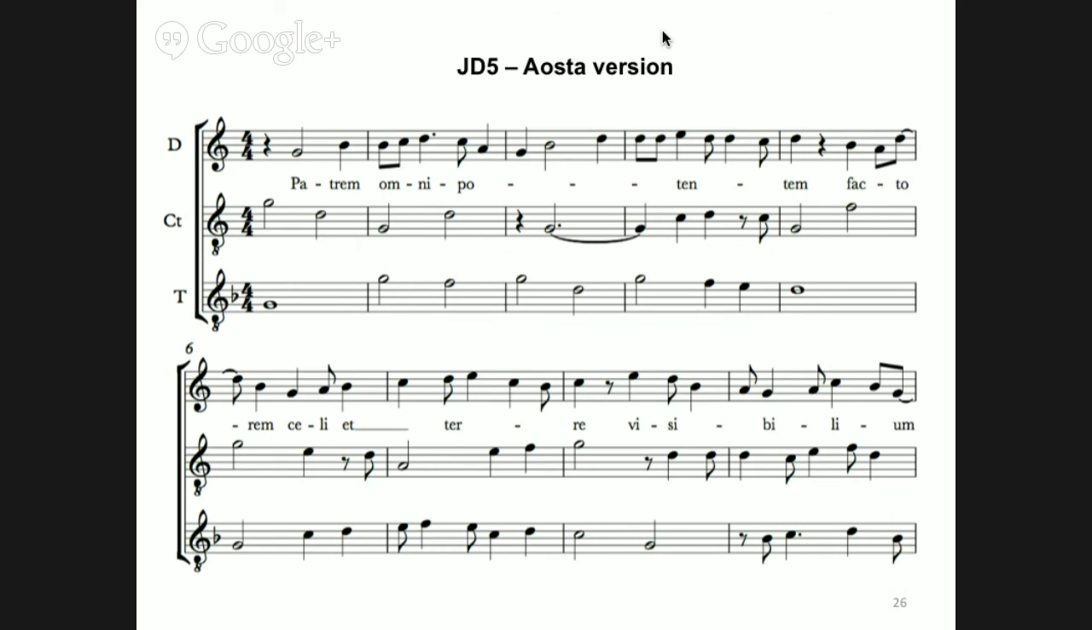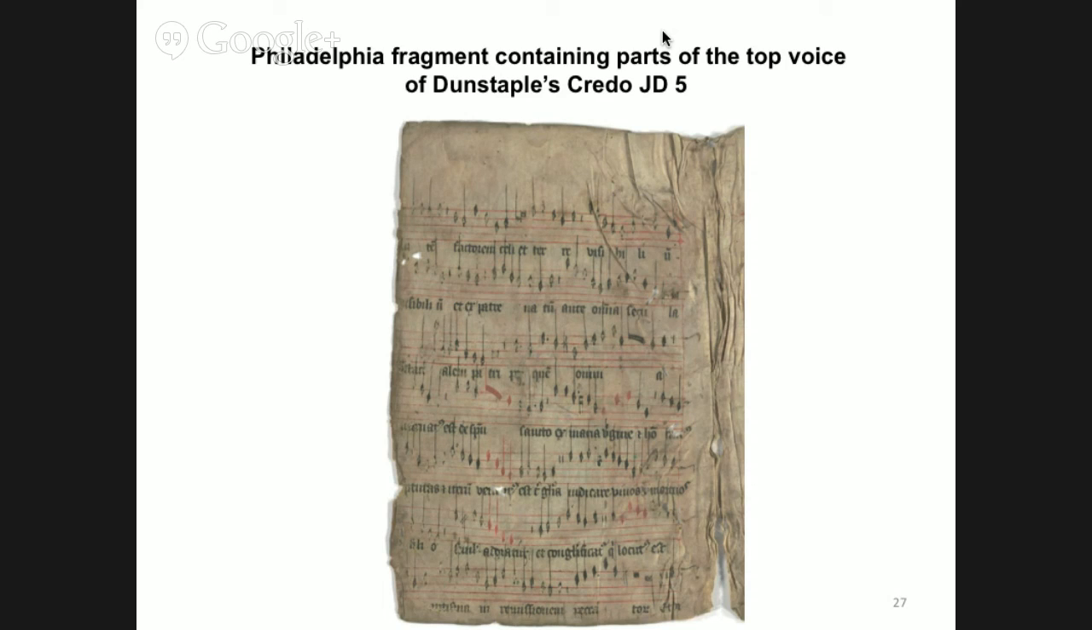A few years ago, however, an English fragment came to light in Philadelphia that preserves most of the discantus of JD 5. From what survives in this fragment, it is clear that JD 5 must have had a telescoped arrangement identical to that found in both JD 8 and the Credo Anglicanus, but with the sectional divisions occurring at different points in the text, and that the arrangement found in Aoster must therefore be a continental adaptation.